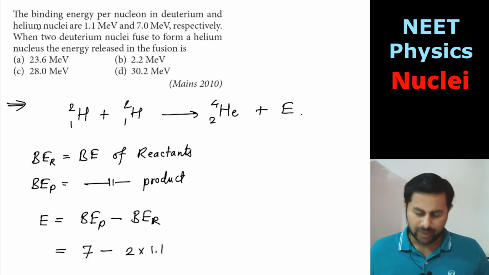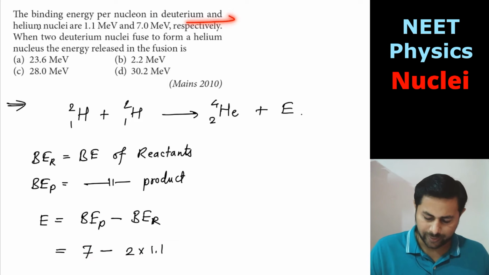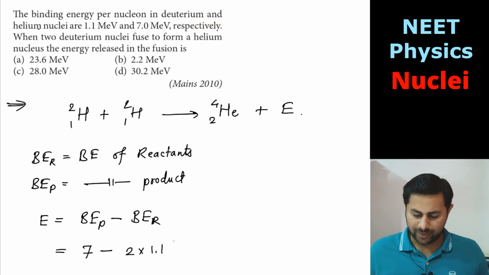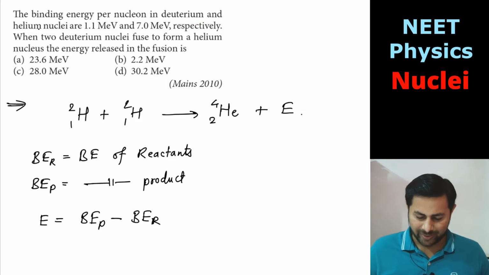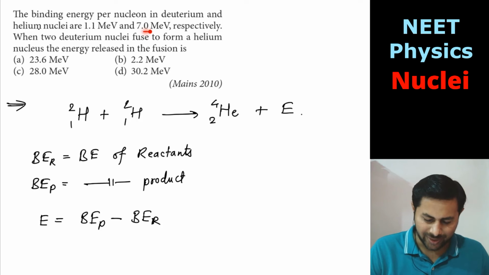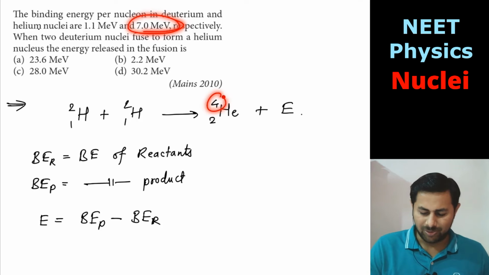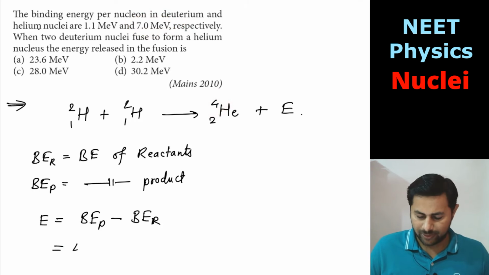But there are 4 nucleons in the reactants and products. This is binding energy per nucleon, no? So how many are there? Okay, so the binding energy per nucleon of the product is 7. How much would be the total binding energy? There are 4 nucleons, right? 4 nucleons, so it is 4 times 7.